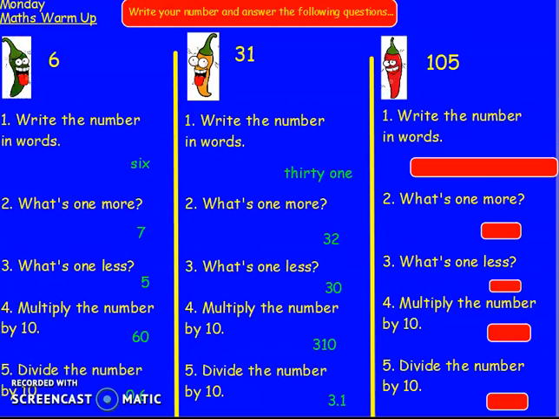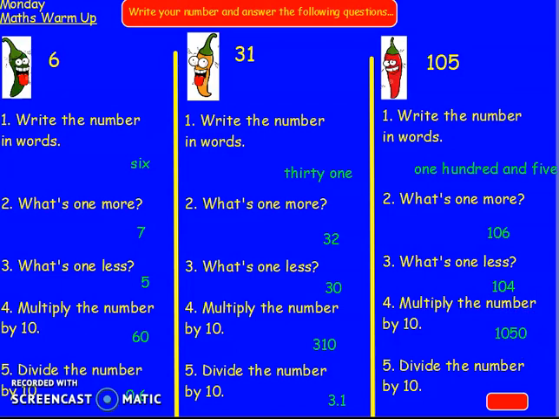Let's have a look at the hot challenge. 105. Can you write it in words? There it is. Check your spelling. What's one more than 105? 106. What's one less? 104. Can you multiply the number by 10? 1050. Well done if you got that right. Can you divide the number by 10? 10.5. Well done if you gave that your best shot. We'll be having another go at this kind of activity tomorrow, so there'll be more practice coming up. Let's see what's next for our skills sharp.